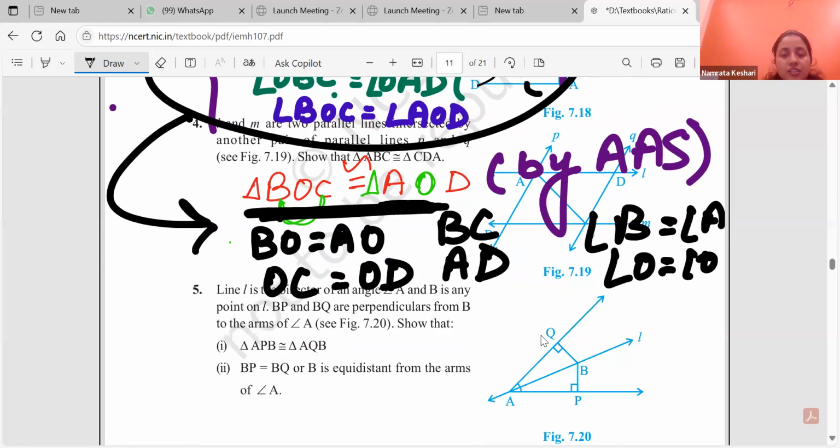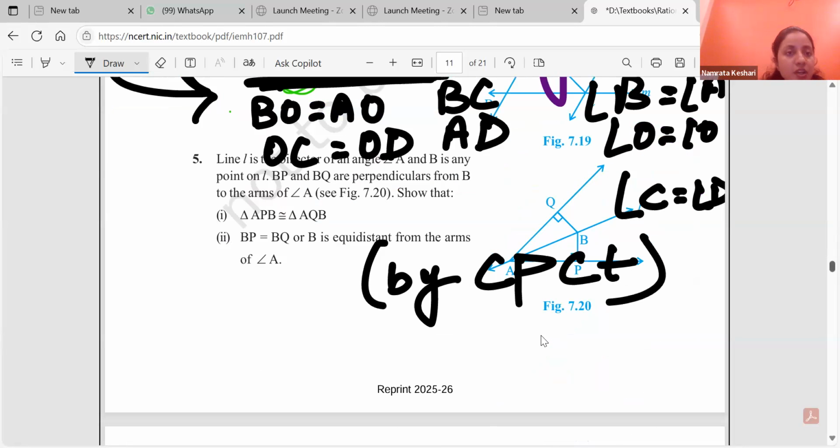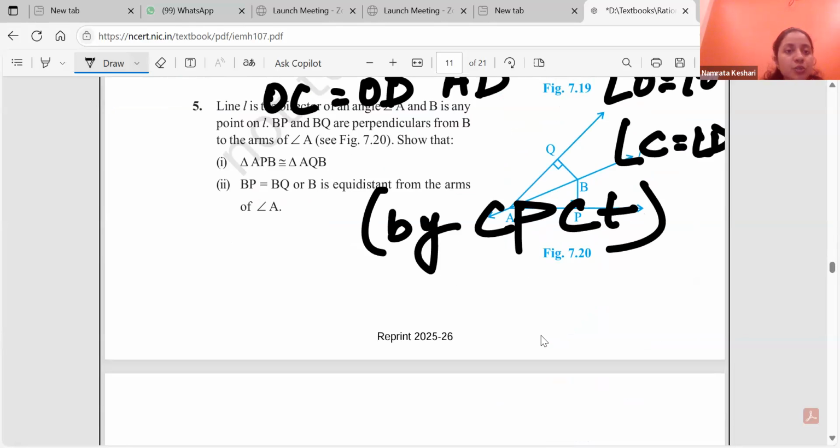This much things we are getting just after the proof, and all by CPCT. We will write that after proving the congruency, this much data we are getting, which is clear in our mind. But what is this CPCT? CPCT means corresponding part of the congruent triangle are similar with each other. We do write like this.